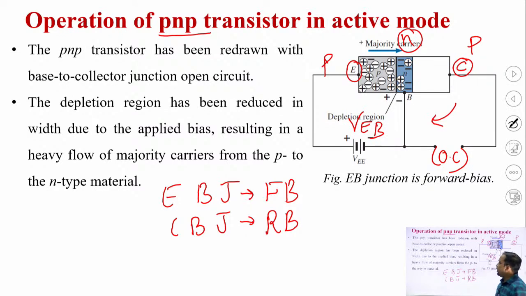So when the positive of the battery is connected to the P side, the emitter base junction, EBJ, will be forward bias. And when the emitter base junction is forward bias, we are already aware that the width of the depletion region is very narrow. So the depletion region is narrow.